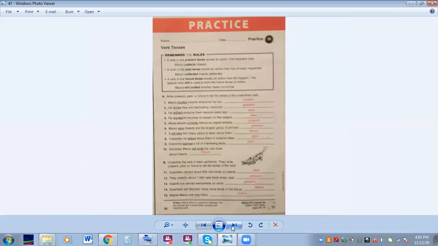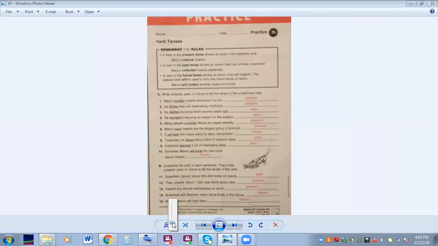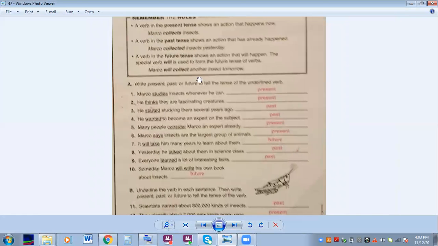All right, let's take a look at page 35 together. The top part of our page says to write past, present, or future to tell what tense the verb is that's underlined. Marco studies insects whenever he can. Studies is present tense. We can tell by that S on the end. Remember, we add S or ES, or IES by changing Y, to present tense verbs. So studies is present. The action is happening now.